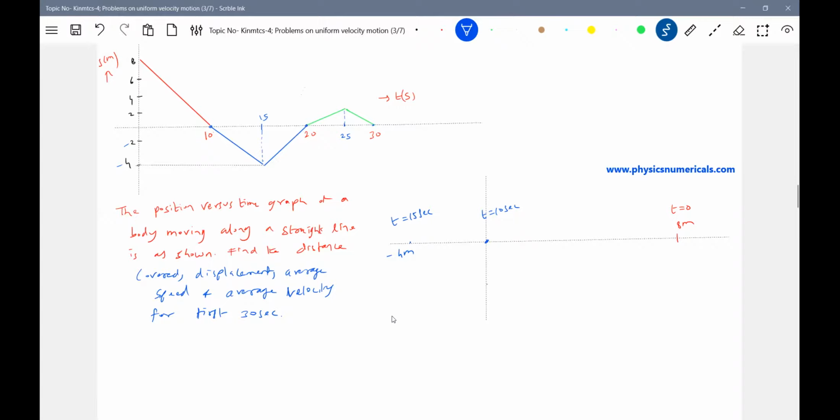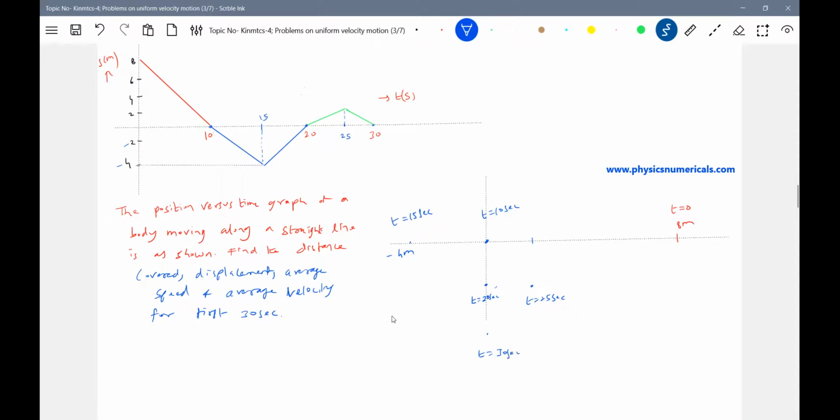At t equal to 20 seconds, again it will be at the origin. At t equal to 25, it will be at 2 meters. Again, at t equal to 30 seconds, it will be at the origin. Okay, this is really how that motion occurs, which is what we should understand first.